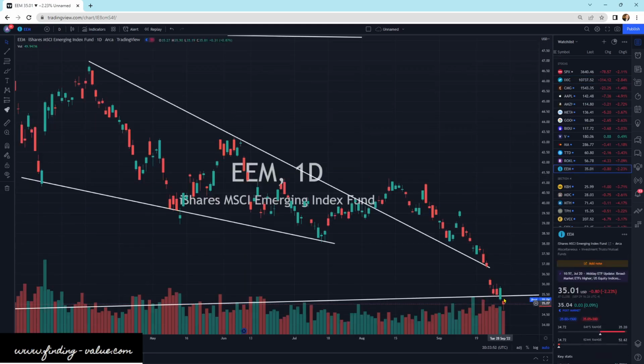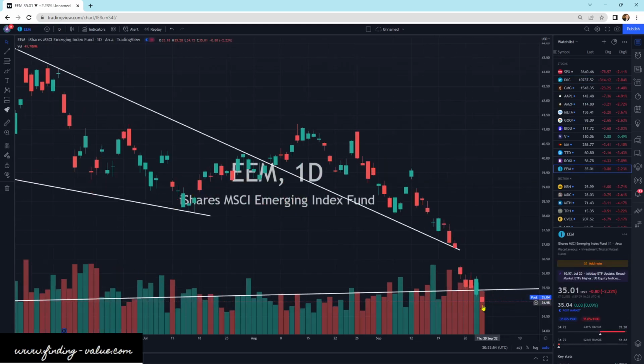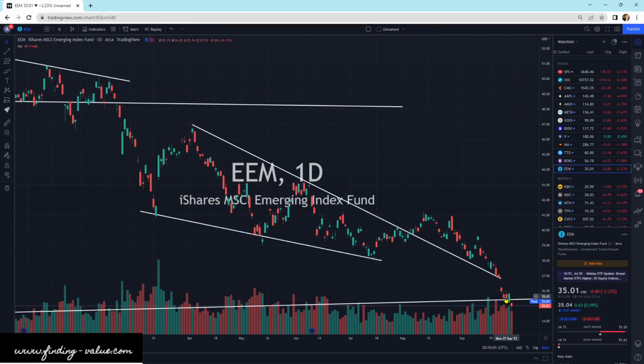EEM, selling off a little bit, but we do have a bullish hammer candlestick going on. So perhaps we could head higher with it. We'll find out. We have a bullish engulfing the day before, and we're right at support.